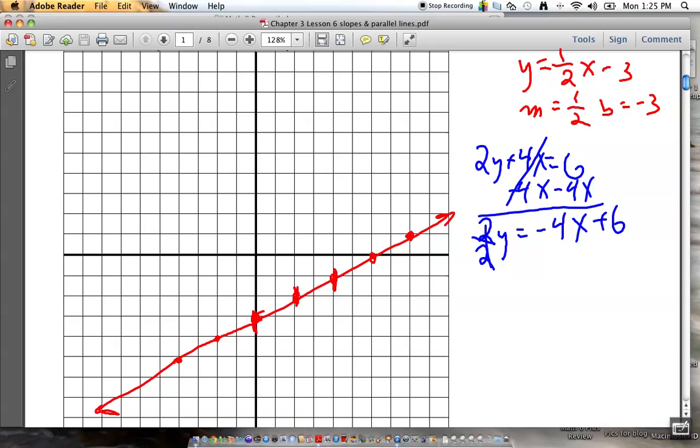But then we have to divide by 2. And I get y equals -2x plus 3, because 6 divided by 2 is 3. -2 is really -2 over 1. So the slope is -2 over 1. The y-intercept is +3. Now, what I noticed with some people is they just divided by 2 right away.